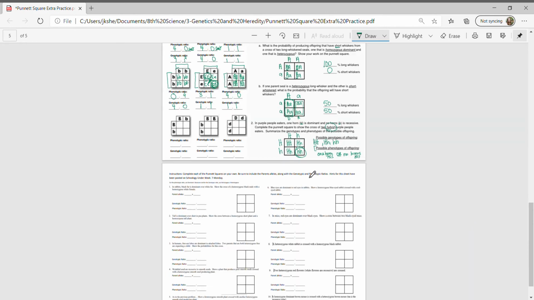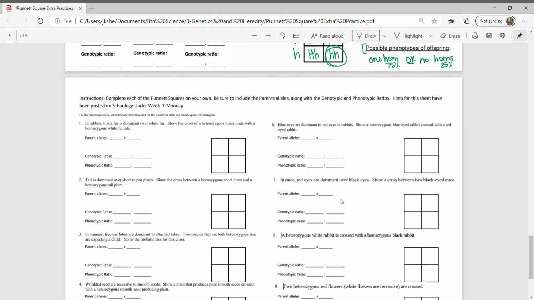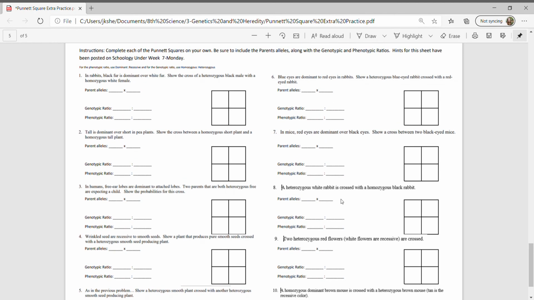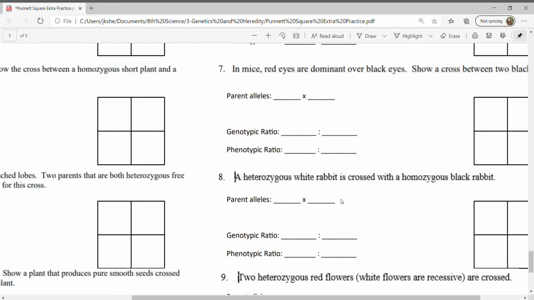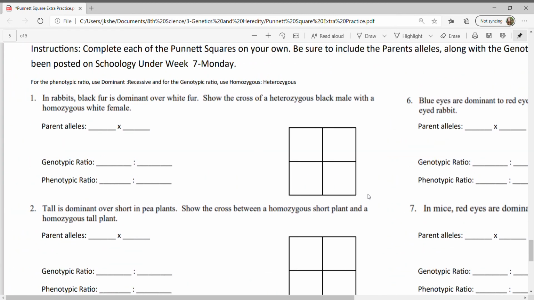This section is what you are to complete on your own. These questions do have to be answered accurately in order to receive credit. So I just want to walk you through how you would approach one of these. I'm not going to give you the answers, but I do want to show you what's going on with this.